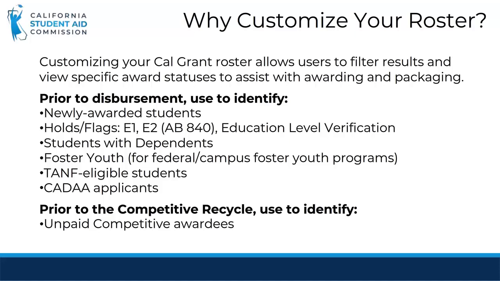Another use is to identify DREAM Act applicants so you can reach out to this cohort to collect the tuition exemption waiver or the affidavit as part of the AB 540 requirements. Another great use of this tool is to customize your roster to view unpaid competitive awards prior to the competitive recycle to confirm that your students have been paid before the Commission withdraws and recycles the awards. There are multiple uses, and we encourage WebGrants users to play around with and become familiar with all the tools you have access to.